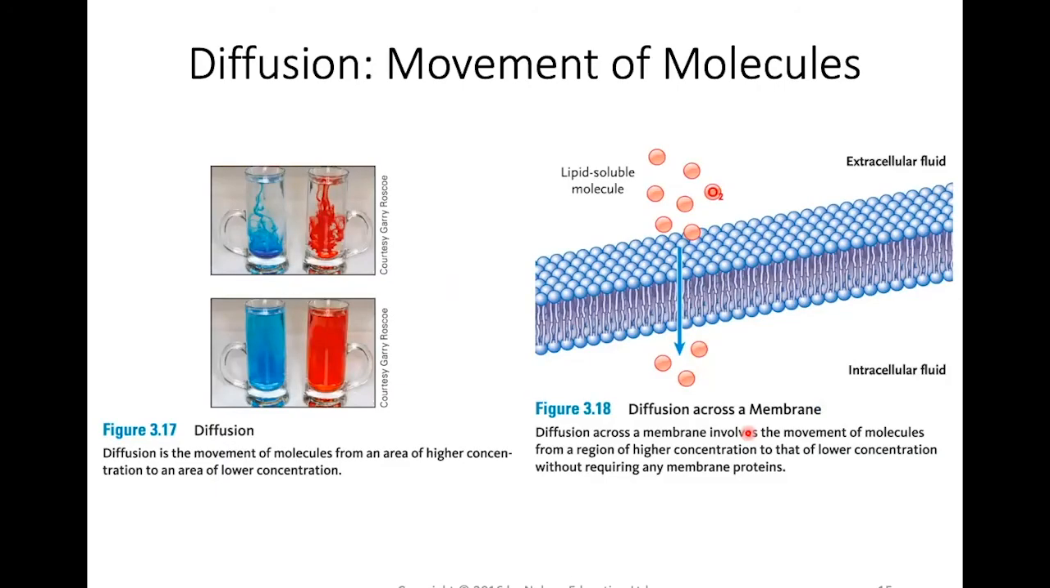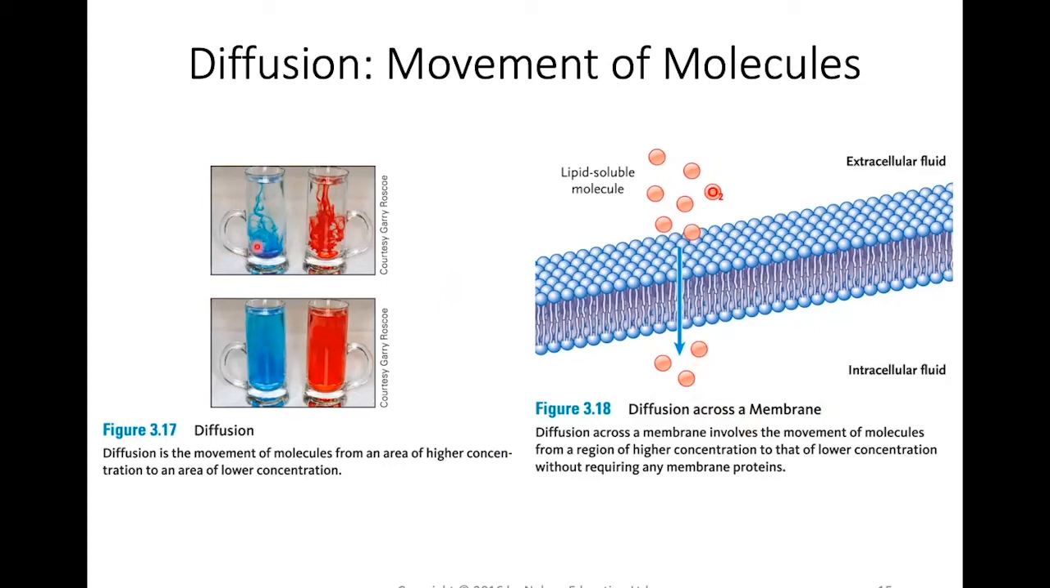Now, as we looked at before, diffusion, remember, is simply the movement of molecules into or out of the cell depending on the concentration gradient. So in this case here, what you're seeing is the intracellular fluid is lower in oxygen and the extracellular fluid is much higher in oxygen. So you know oxygen is going to diffuse across the membrane to the intracellular space.